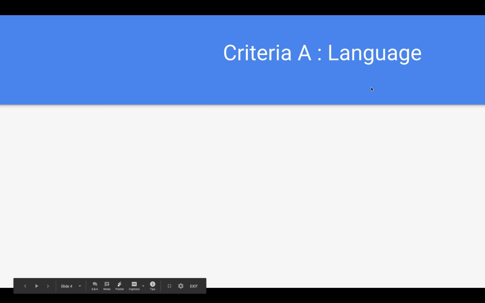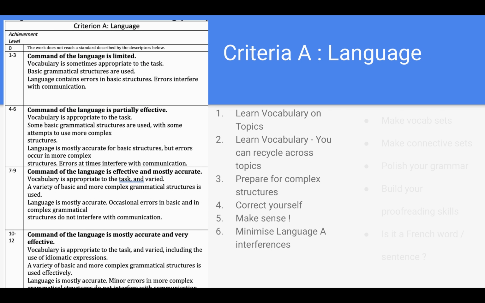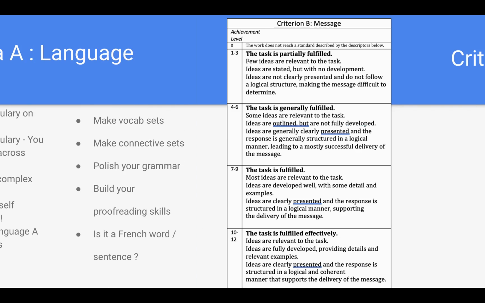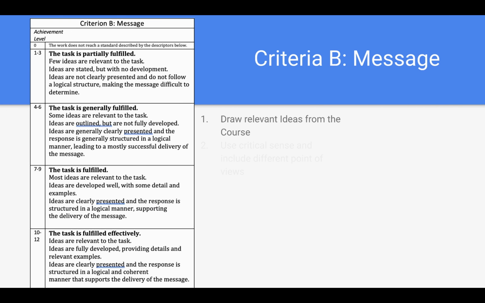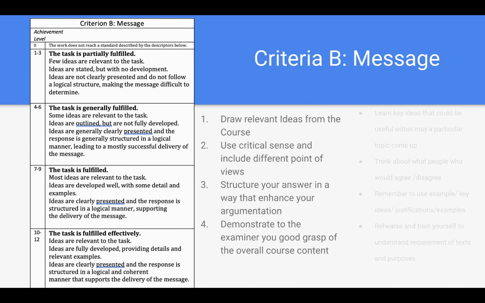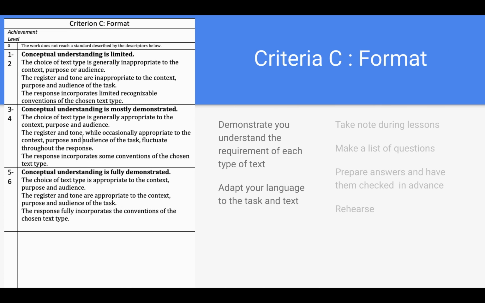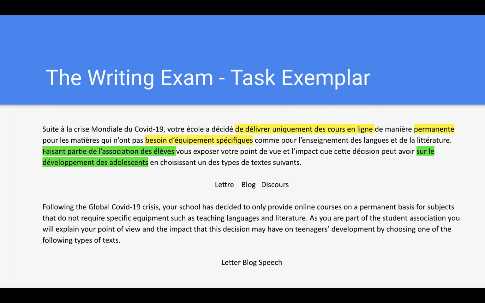We also reviewed that there was a criteria based on language, and I gave you some advice on how to tackle those more complex ideas. There was a message criteria, and also a criteria for the format, which was linked to the type of text that we talked about.